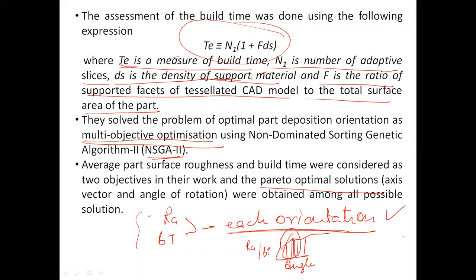Now they also ended up defining a value of surface roughness, and the surface roughness was correlated with respect to layer thickness also. This correlation of Ra with layer thickness is provided in the slicing lecture that I have provided to you, in the slicing slides. So this is all about the orientation studies.